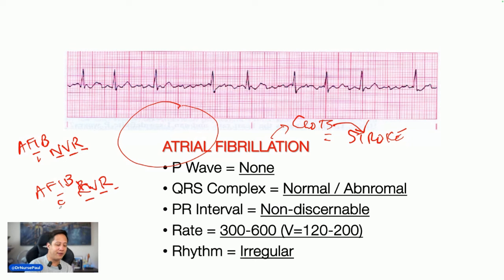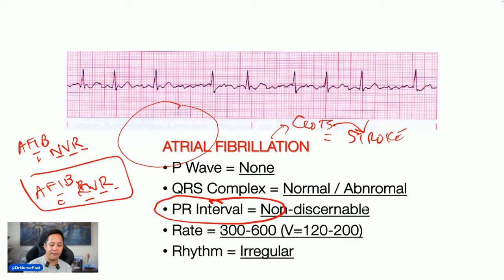So AFib RVR is where your atria are already beating too fast and your ventricles are also beating too fast. We don't like that. We have to treat that with medicine, because remember earlier I said if the heart rate is too slow or too fast, what happens to the cardiac output? Will the cardiac output go down? Will the BP go down and the patient becomes hypotensive? Can the patient have syncope? Yes. So we don't like AFib, especially if it's AFib RVR, for many reasons. It will not deliver adequate cardiac output. So you give them digoxin, antidysrhythmics like beta blockers, Cardizem, which is diltiazem.